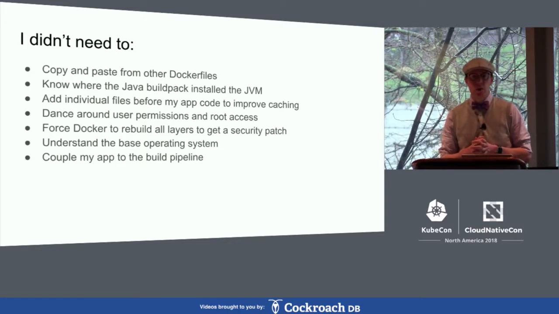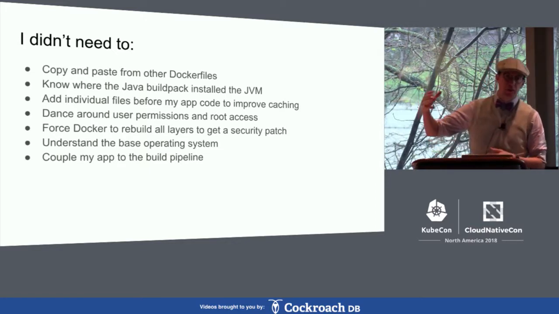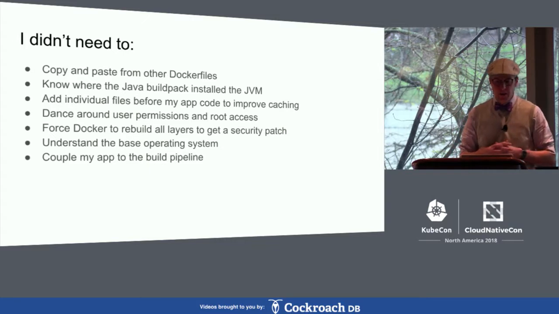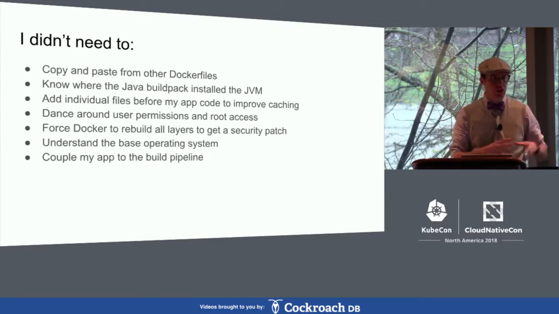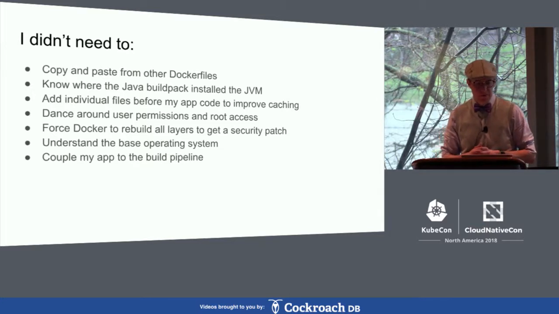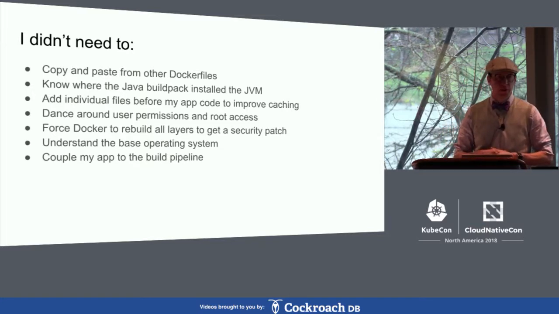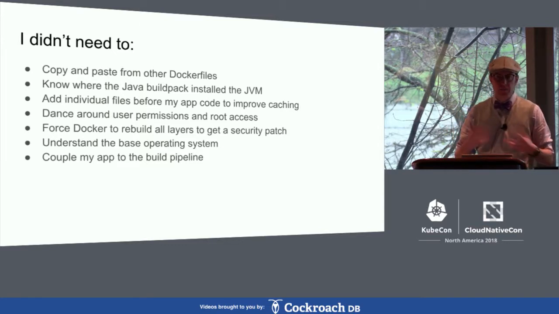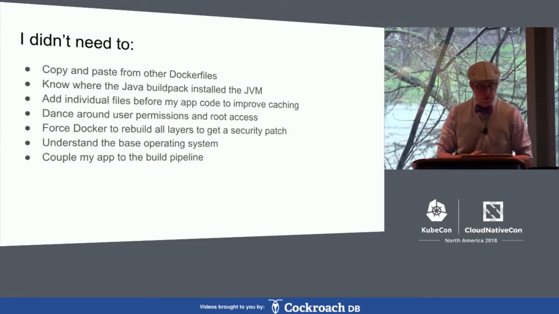I didn't need to know about the structure of the official OpenJDK image or something like that. I didn't need to add special files or twiddle them around as I'm adding my application code into the image to get better caching behavior or incremental build behavior. I didn't have to dance around user permissions and the fact that I have root access when I'm running a Dockerfile. I didn't have to force Docker to rebuild layers when I needed to apply a security patch. The pack CLI handles a great deal of that for me.